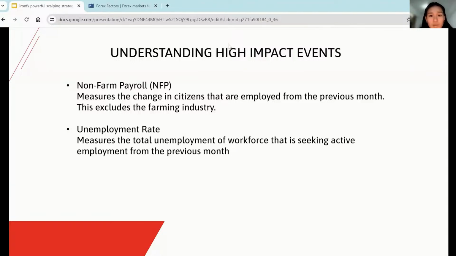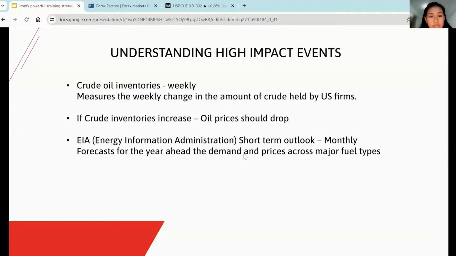Next we have crude oil inventories. These measure the weekly change in the amount of crude held by US firms. If crude inventories increase, then we can expect oil prices to drop. EIA, the Energy Information Administration, provides a short-term outlook on the monthly forecast, the demand and prices across major fuel types.